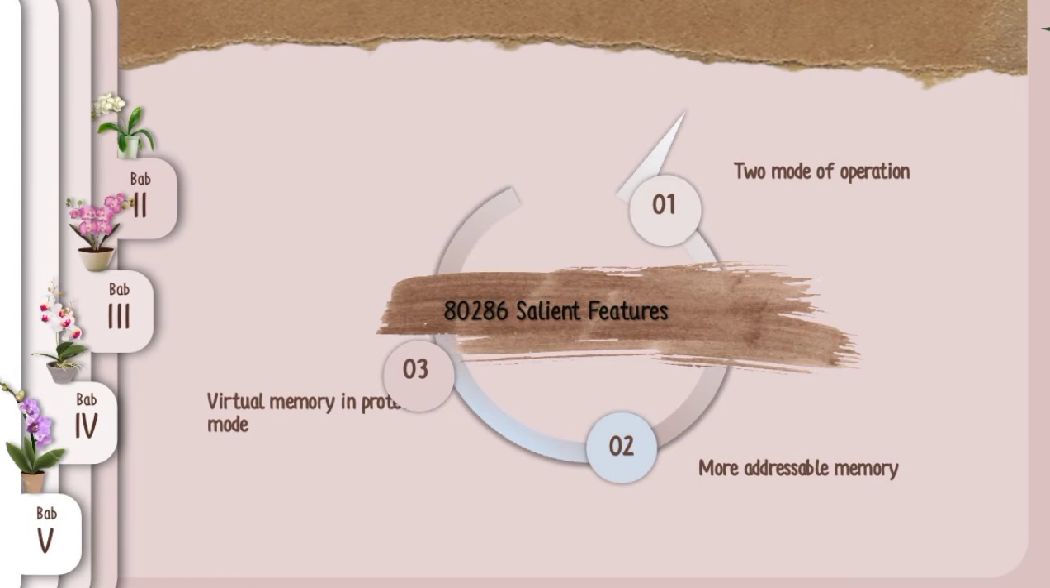80286 salient features. Number 1, two modes of operation. The 80286 has two operating modes, namely real address mode and virtual address mode. In real address mode, the 80286 can address up to 1 megabyte of physical memory address like the 8086, while in virtual address mode, it can address up to 16 megabytes of physical memory address space and 1 gigabyte of virtual memory address space.